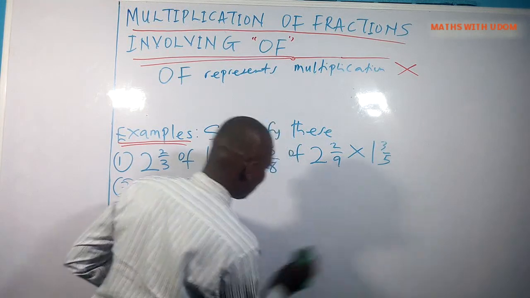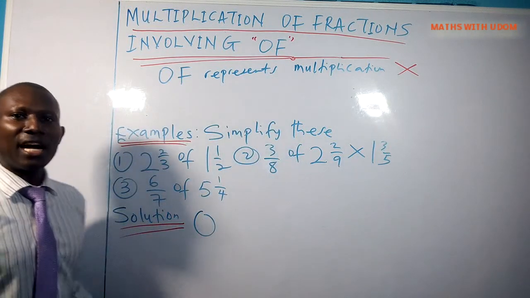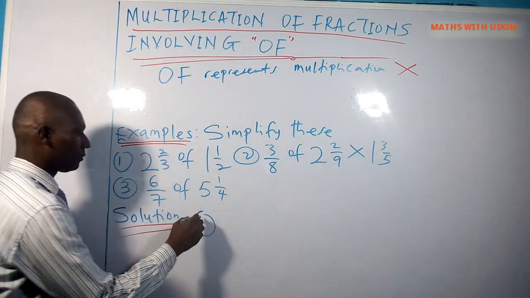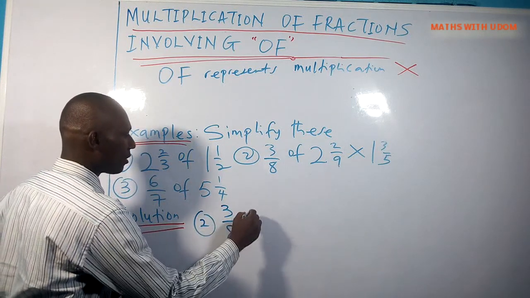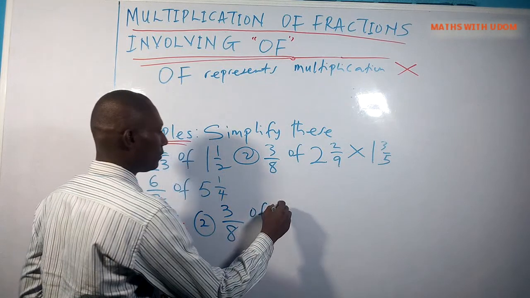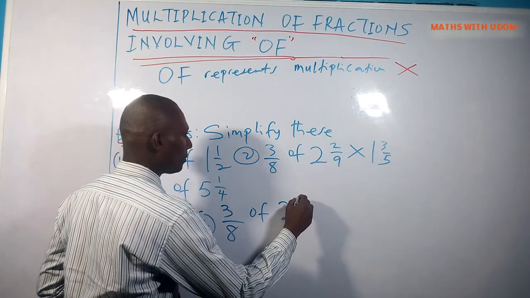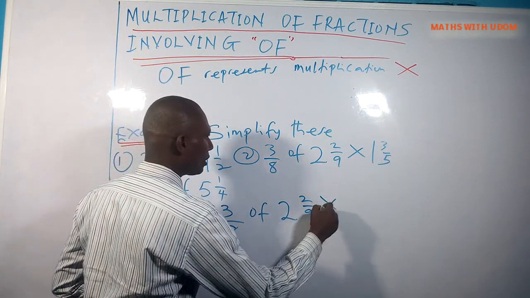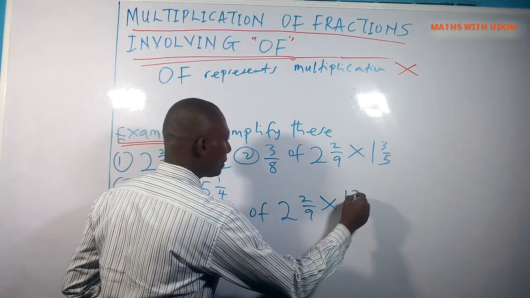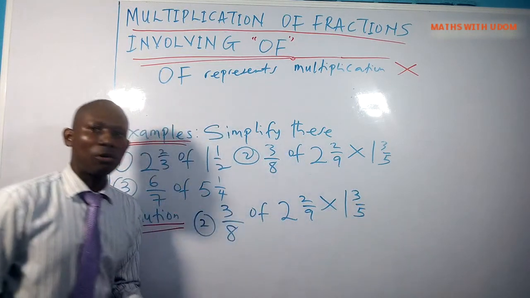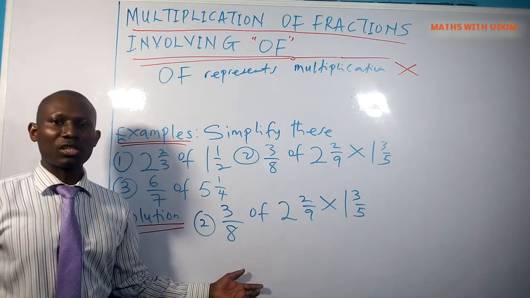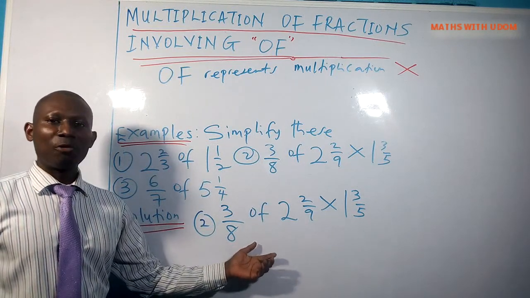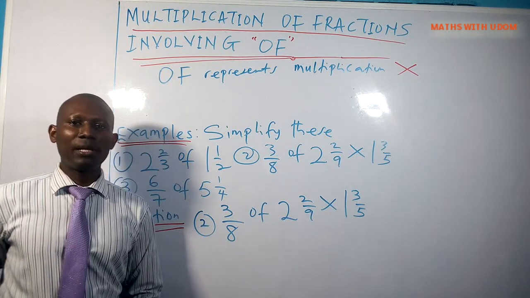Example 2. So what do we have in our example 2? We have 3/8 of 2 and 2/9 multiplied by 1 and 3/5. We are going to do things here to solve it. We change all the mixed fraction to what? Improper fraction, and we change the of into multiplication.